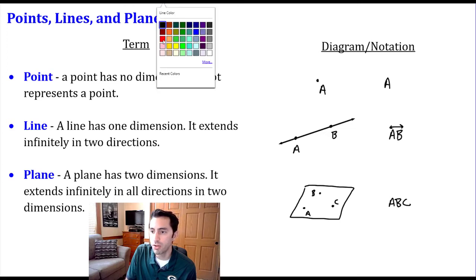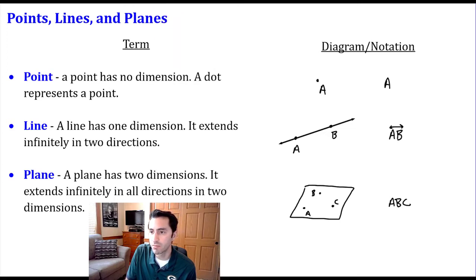There are 2 other ways that we can name some of these, and that's if they're labeled. So for example, if this line is labeled as L, normally with a cursive lowercase letter, we can also just refer to this as line L. So I can just say that's line L.